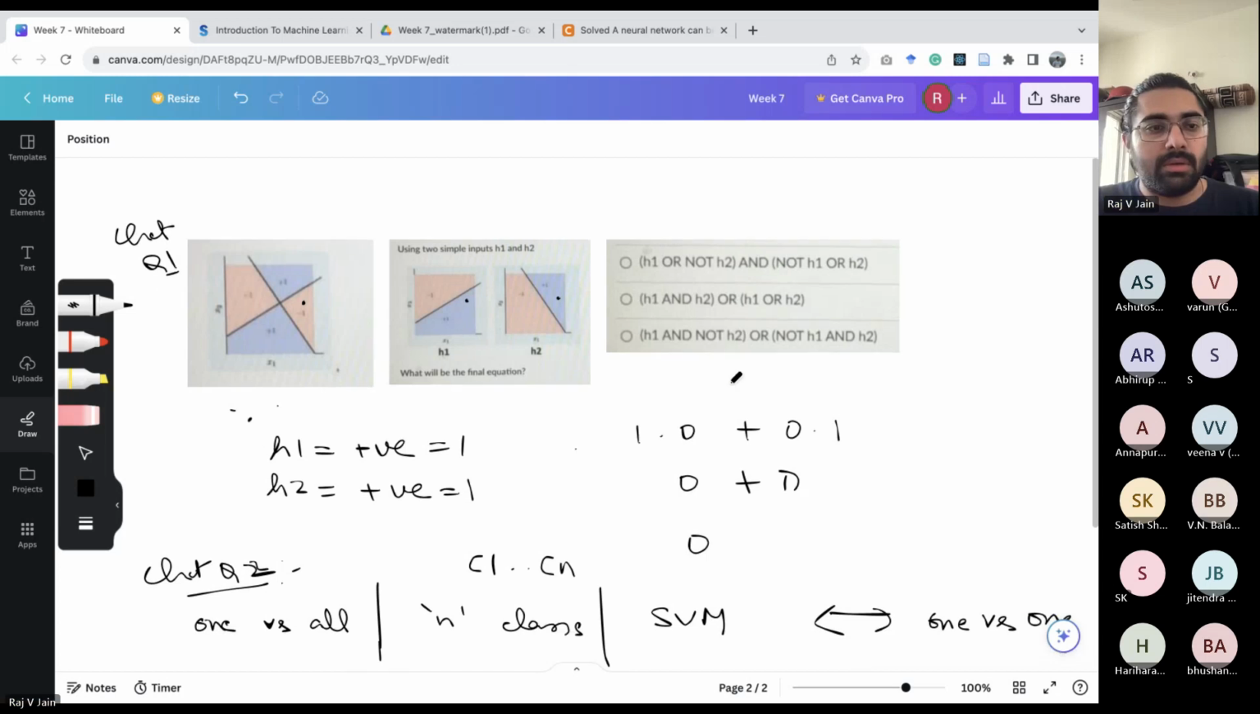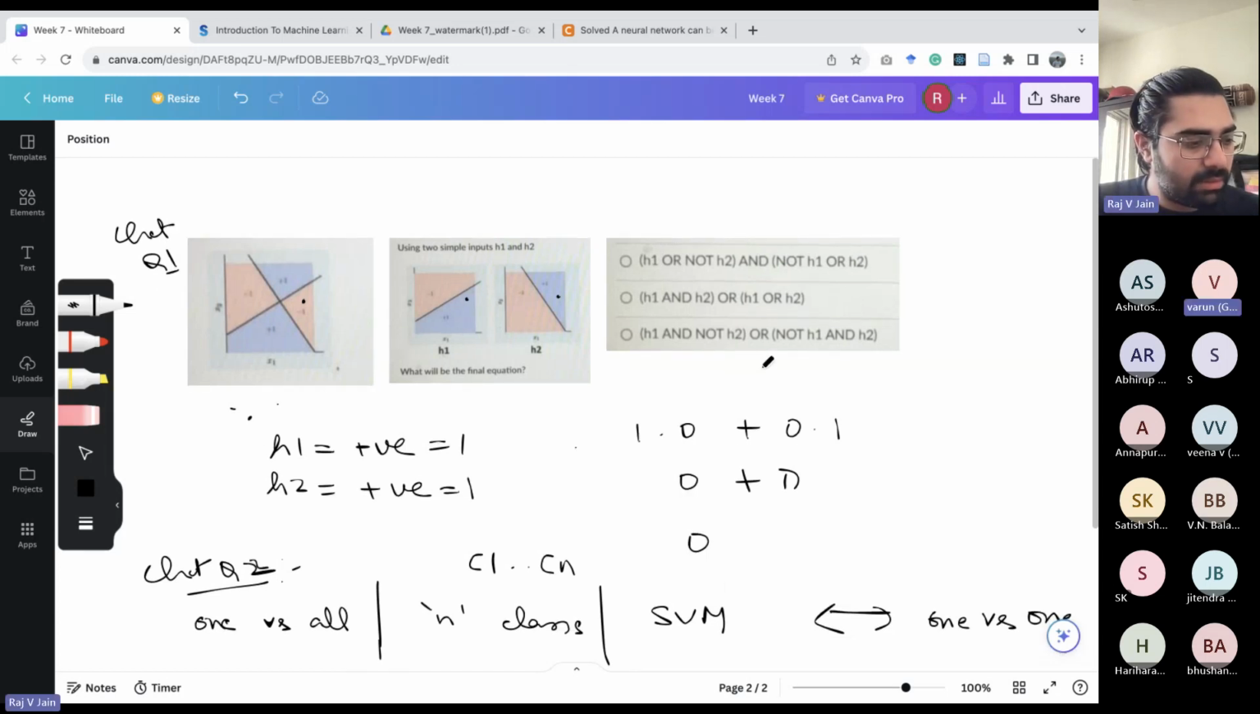All right. So Varun, is this clear? Yes, sir. Thank you. Yes, sir, it's clear. What kind of decision boundary will we get in case of multi-class classification using SVM?